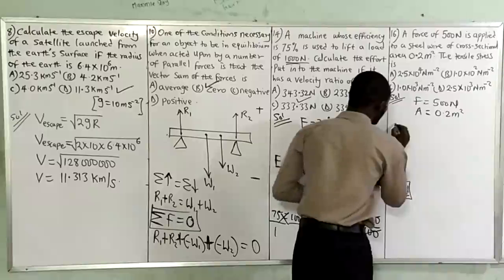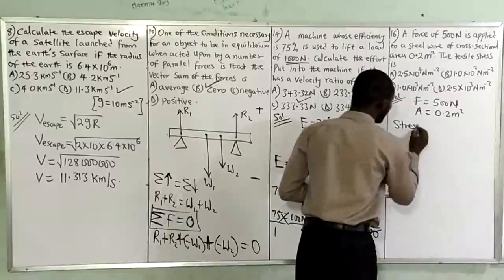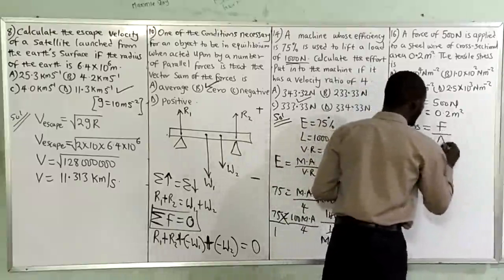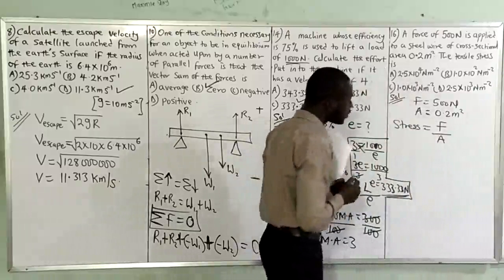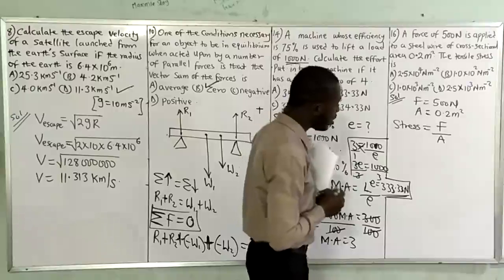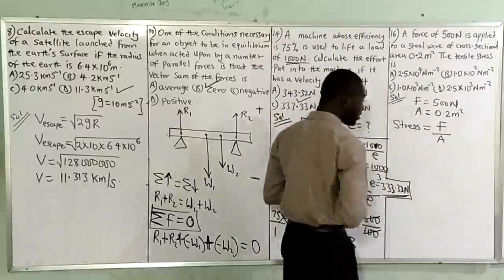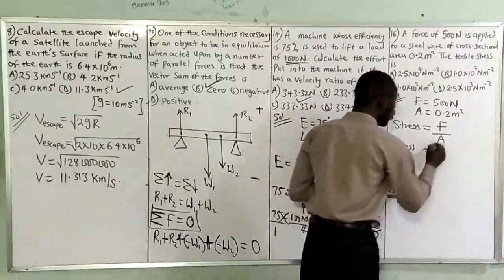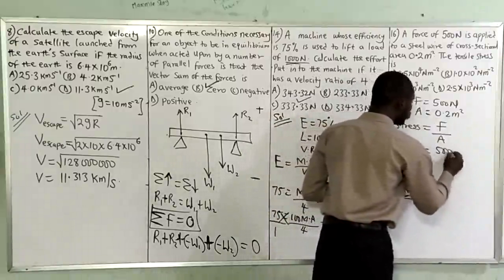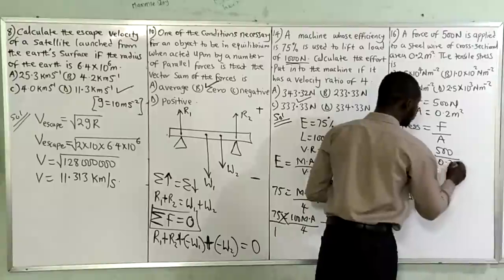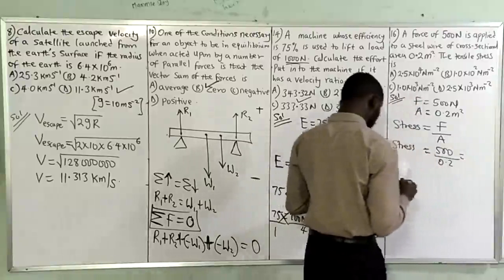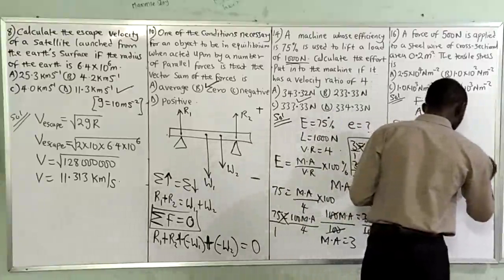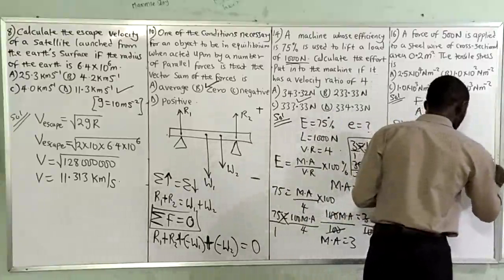Now, we know that tensile stress, which I can as well refer to as stress, the formula is force over area, where F is force and A represents area. And I'm looking for this tensile stress. So my stress will be the force, 500, over my area, which is just 0.2. If you compute that, you will have 2,500 Newton per meter squared.